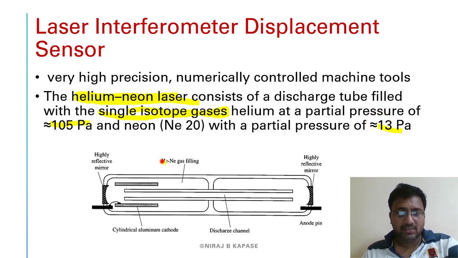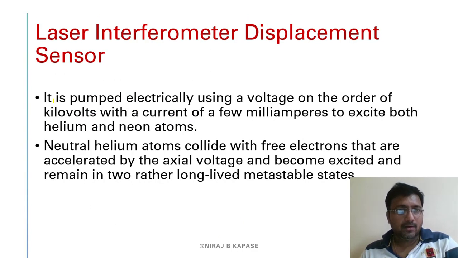So the helium neon gas is filled in this, and the reflective mirrors are placed at the ends. So these are two reflective mirrors and the light is passed. The cylindrical aluminum cathode is available here, and the discharge channel is there, and there is another pin available as an anode pin. So we have anode and cathode pins, and the light is reflected towards this. It is pumped electrically using a voltage on the order of kilovolts with a current of a few milliamperes to excite both the helium and the neon atoms.